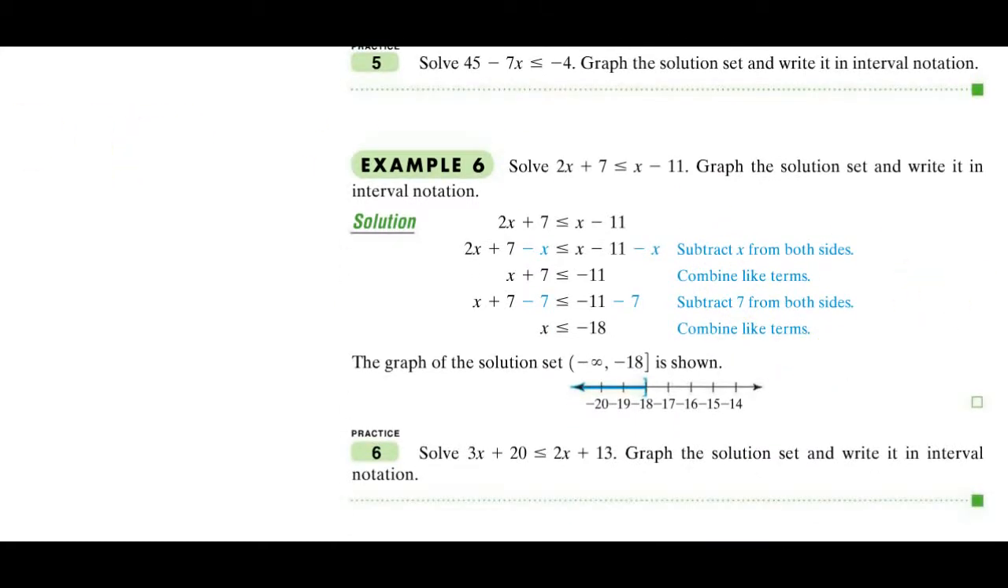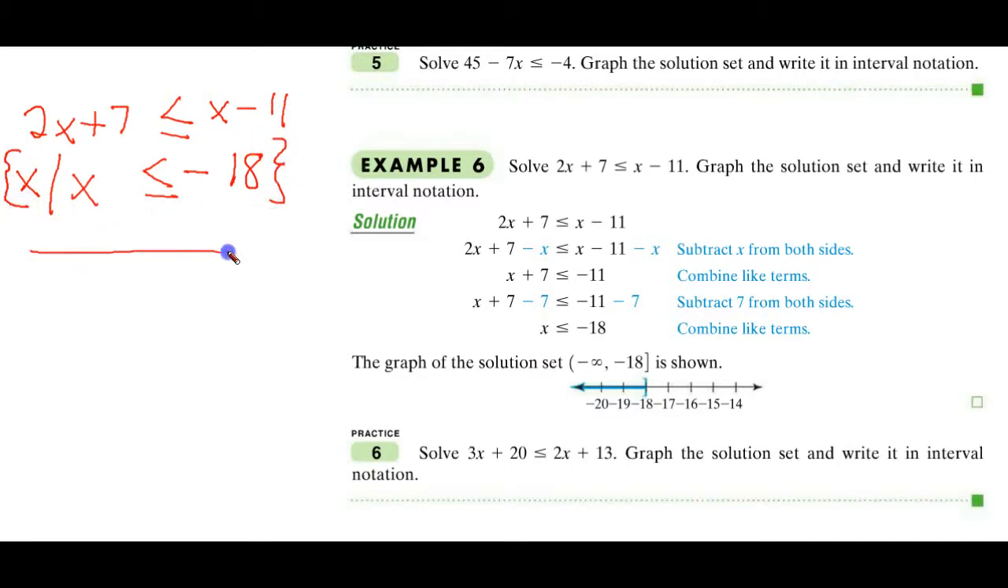So let's do this one here. Since we've been cutting short here, let's do 2x plus 7 is less than or equal to x minus 11. So we'll transpose that. That'll be an x. We'll transpose that. That's going to be a negative 18. And there's our answer. In interval notation, set builder notation, it's this. Graph, negative 18, bracket, facing left. And in interval notation, negative infinity up to negative 18, bracket. Okay.